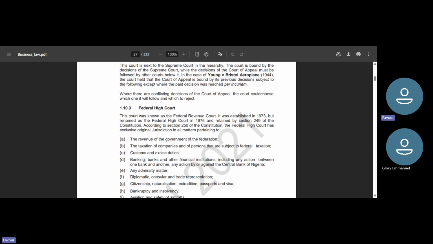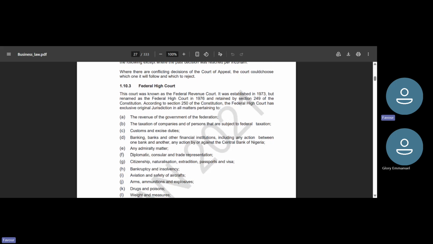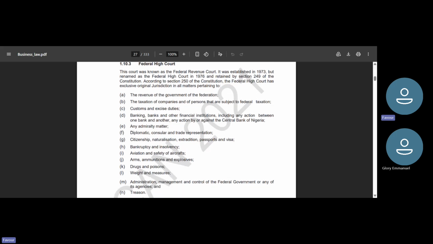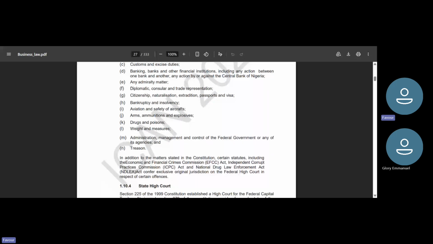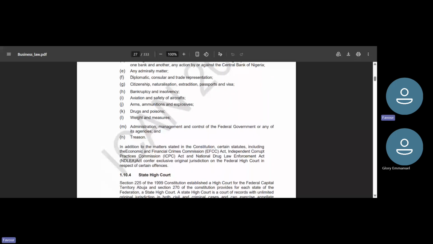Customs and excise duties, any issue concerning this is under the jurisdiction of the Federal High Court. Banking, banks, and other financial institutions, any action by or against the Central Bank of Nigeria is under its jurisdiction. Any admiralty matter, citizenship, naturalization, passports, visas, bankruptcy, insolvency, aviation and safety of aircraft, arms, ammunition and explosives, drugs and poison, etc., are all under the jurisdiction of the Federal High Court. Bear in mind, it was also called the Federal Revenue Court. And treason, like when someone is a traitor, when someone betrays the country, this is under the jurisdiction of the Federal High Court.